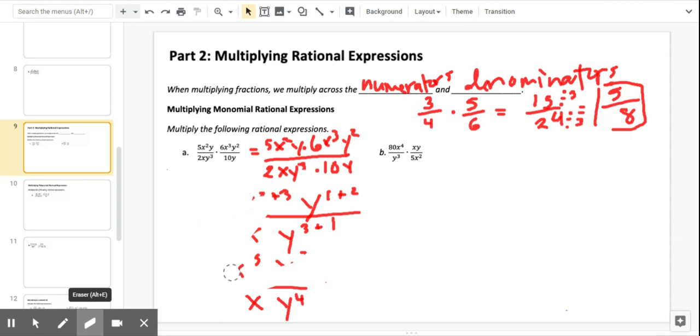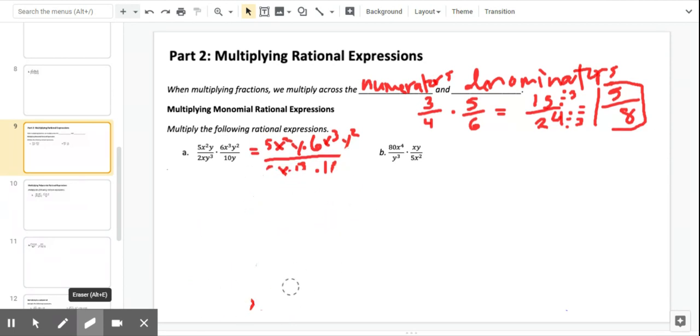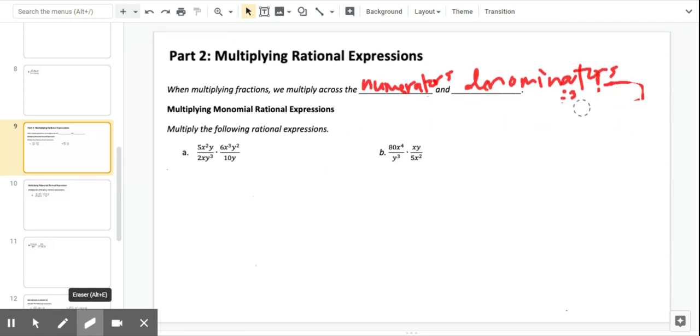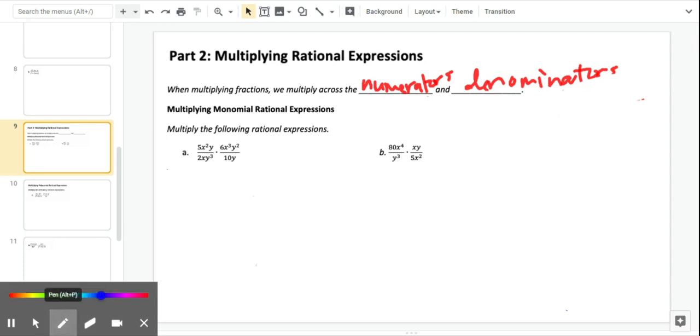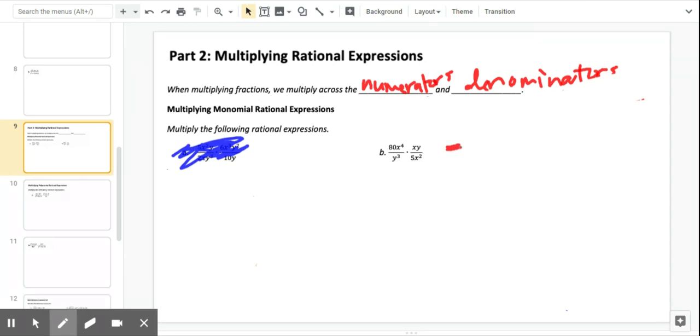But we'll do the next example. It's really similar, so hopefully if you did miss out on something, this will make a little more sense. So we're going to do the same steps. I'm going to cross that out just so we're not looking at that because I want to start this over here. So we've got 80x to the fourth times xy, so multiplying across the numerators. And then we have y cubed times 5x squared, multiplying across the denominators. So that's step one. Just multiply across the numerators, multiply across the denominators.